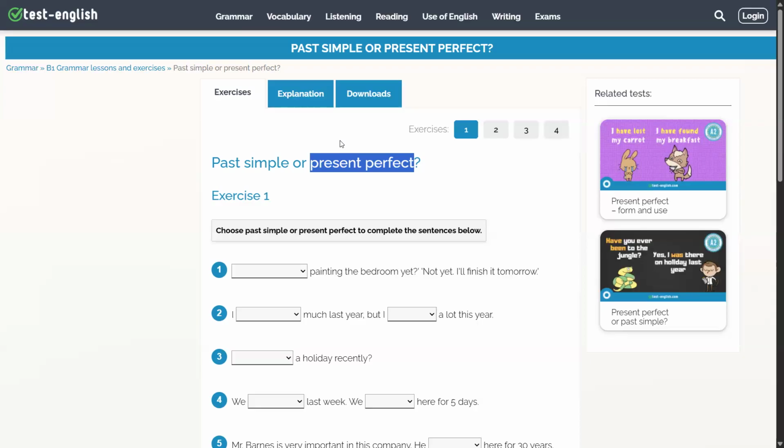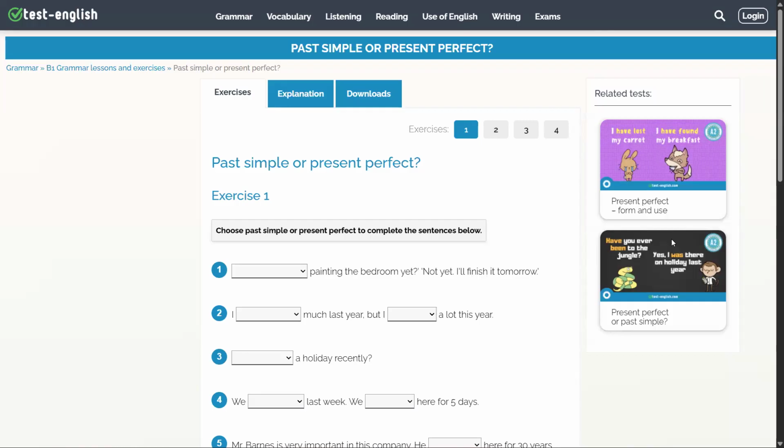¿Mm? ¿Alguien me puede decir cuál es la diferencia o which is the main characteristic of past simple and present perfect? Yes, remember. ¿Mm? Any volunteer or victim? No? Cecilia, please.